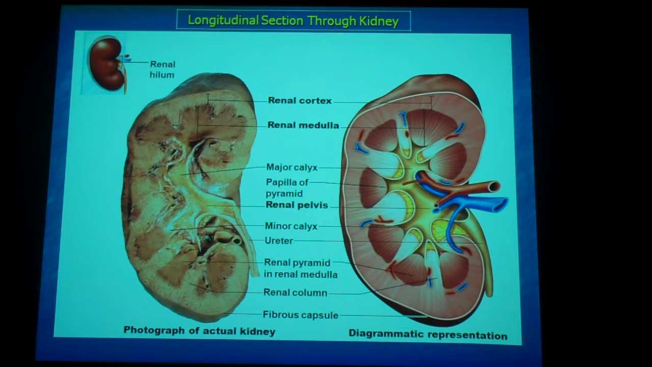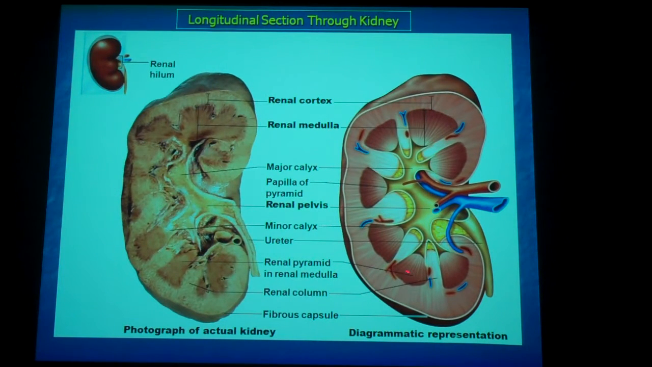These are the minor calyces right here at the end of the pyramids. These little projections at the end of the renal pyramids here are the renal papillae. Okay, so what we have up here in the cortex, we're going to find out, are the renal corpuscles and convoluted tubules. And down here in the medulla, we're going to have loops of Henle and collecting ducts.